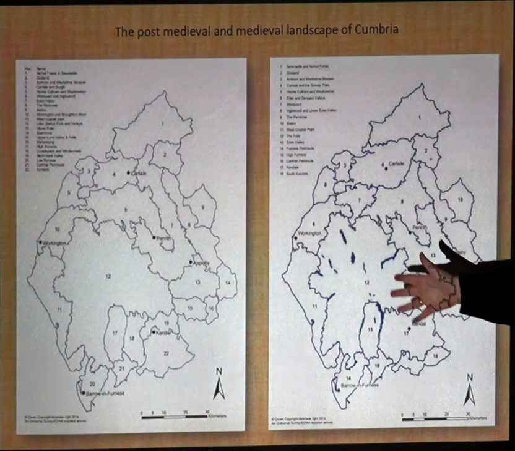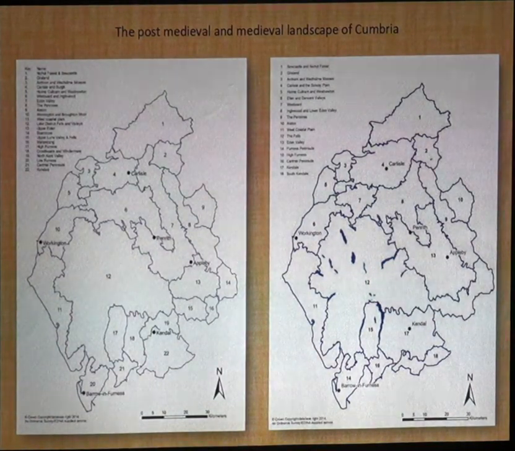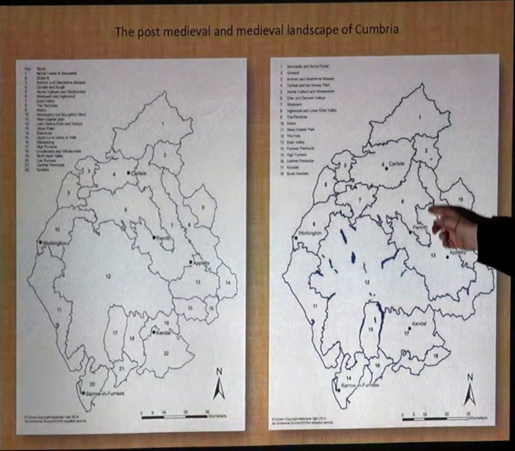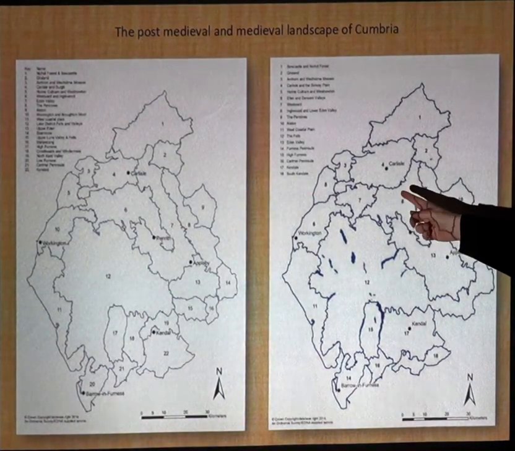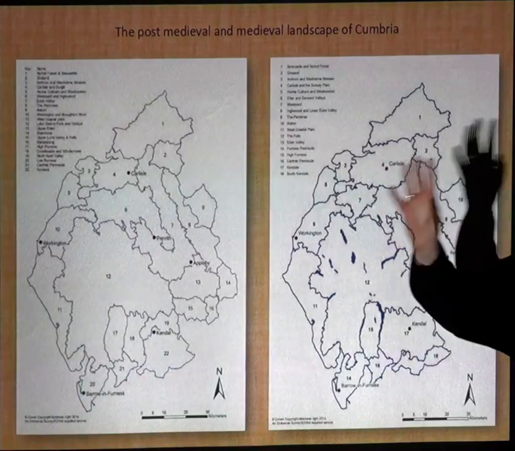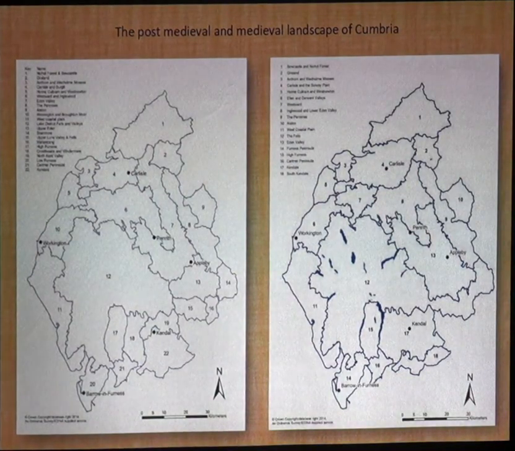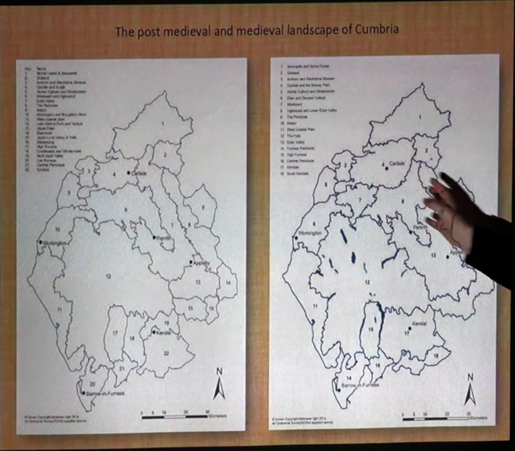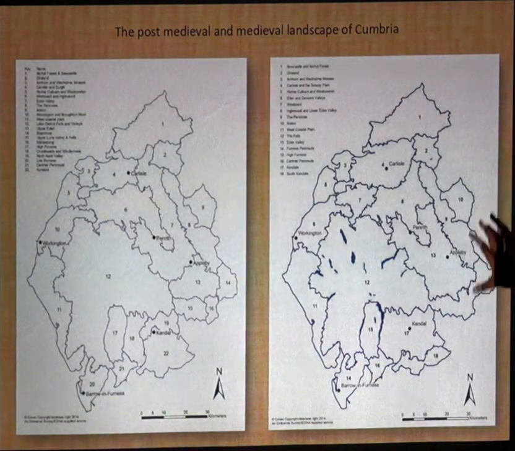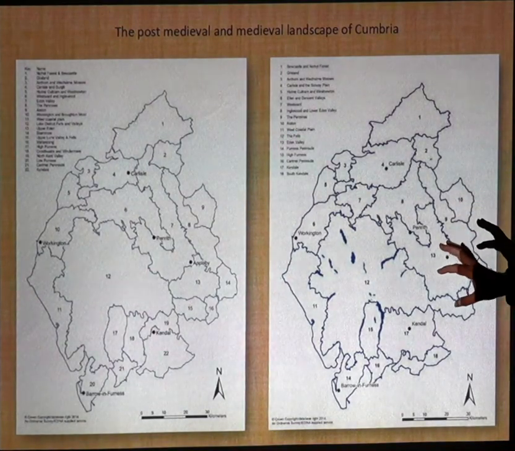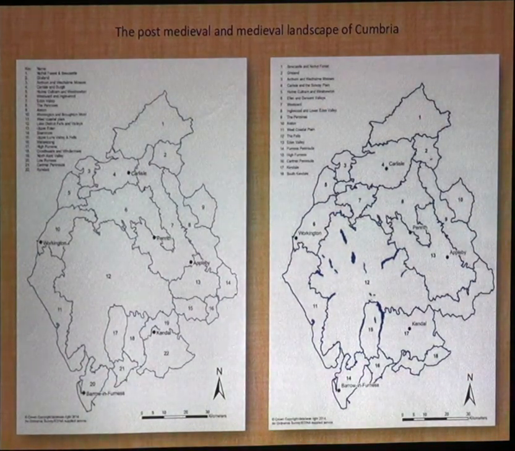There's an awful lot hasn't changed. The main changes are around the Eden Valley, and this is the Forest of Inglewood, which was very wooded in the medieval period. By the post-medieval period, that has started to change because it's no longer forest and it becomes more farmed. So this is an area of change, but an awful lot of the county doesn't really change that much. It's still quite, probably character-wise, it's probably still quite medieval.